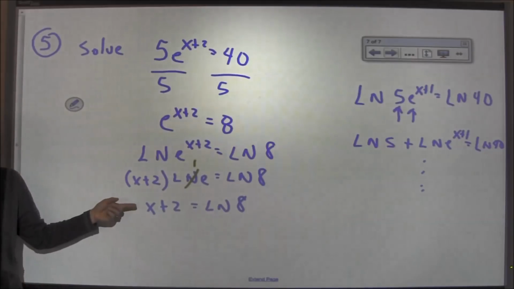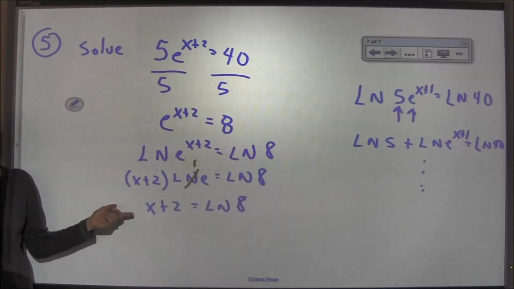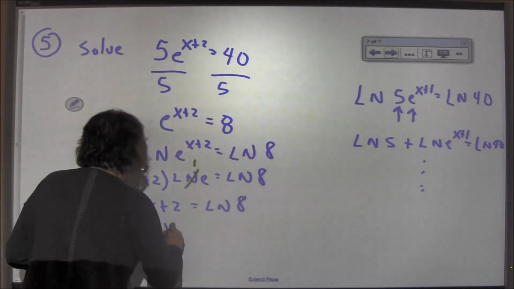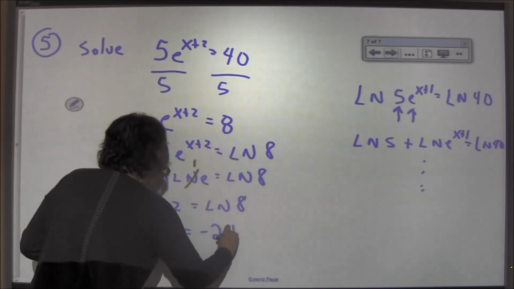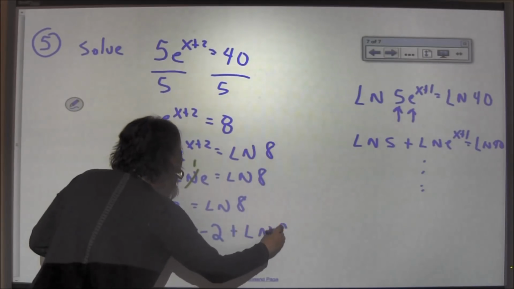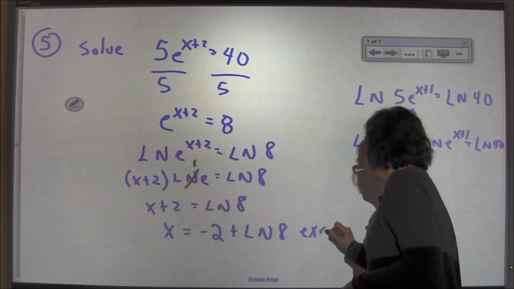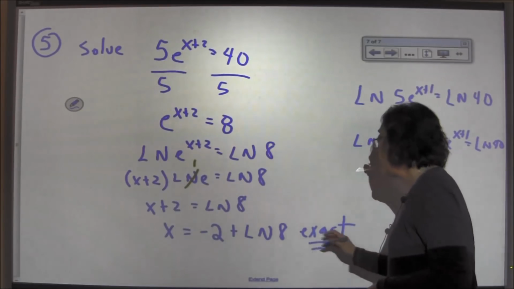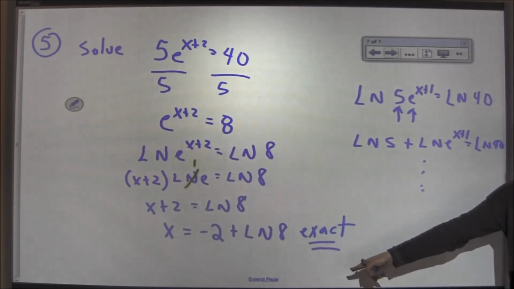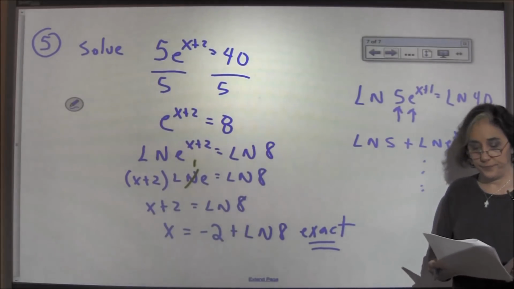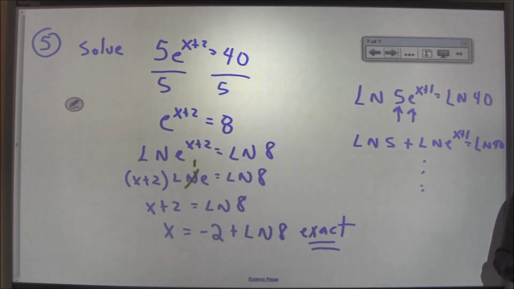And we still haven't solved it quite for x. What's the one last step? Subtract the 2. Good. And I had a few people a little confused about exact versus approximate. That is exactly what x is. To get an approximation, we've got to go to the calculator. And the answer's in the back, so I'm not going to do that part.